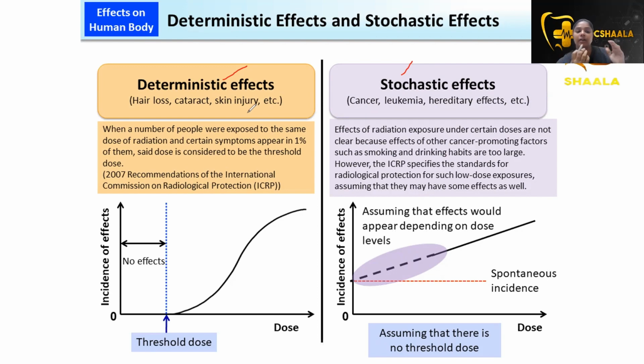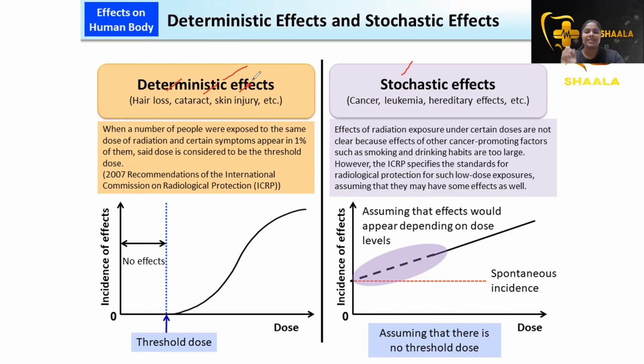Okay, when the minimum dose the people are exposed to, like the normal radiation exposure people undergo whenever they go for a checkup, if they produce effects even with minimum exposure to radiation, those are called deterministic effects. It might be hair loss, cataract, skin injury, that kind of thing.